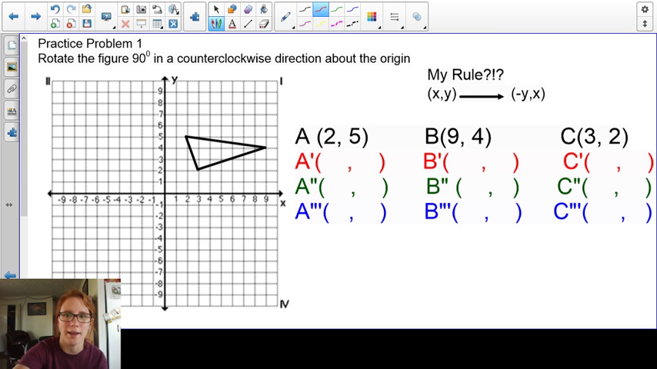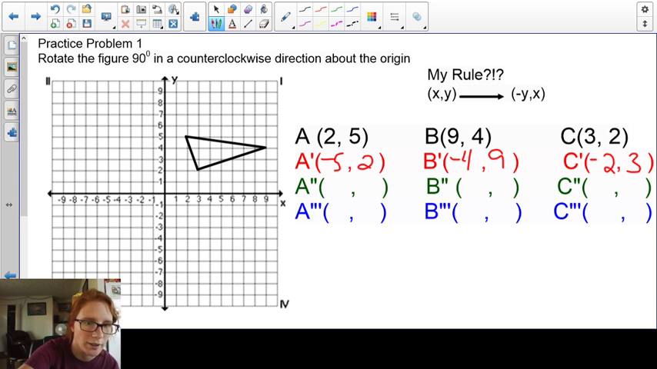So let me get my red pen out. Make it a little thinner so we can read. So we're going to take my X and Y's and we're going to flip spots, and then my Y is going to be the opposite sign. So I'm going to have -5, 2, -4, 9, and -2, 3.